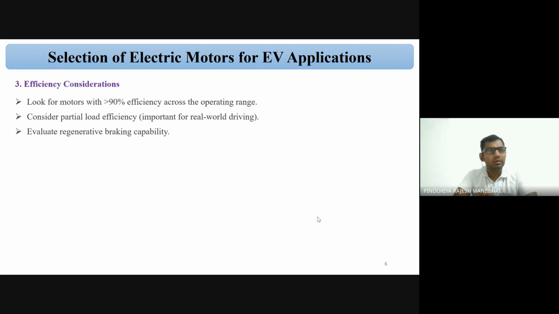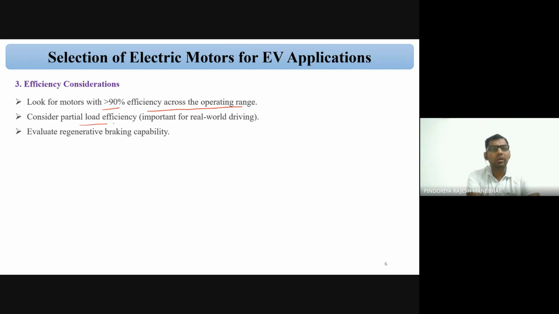Third consideration is efficiency. Look for a motor with greater than 90% efficiency across the operating range. Yes, we must consider high efficiency, correct? Not below 80% or 85%. We have to take care of more than 90% efficiency across all operating regions. All operating regions means constant speed, constant power, constant torque, dynamic torque, correct? So in every region we have to get more than 90% and 95% efficiency.